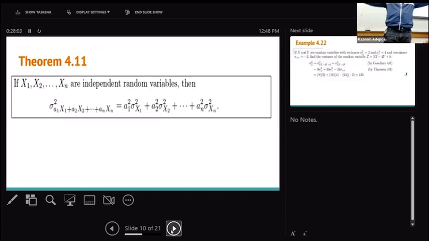And I want to generalize. What if I have more than 2 variables? X1, X2, X3 up to Xn, and they are independent, and I want to find the variance of that. Then I'm basically going to have that. So we are generalizing now. Any question? That's a generalization.